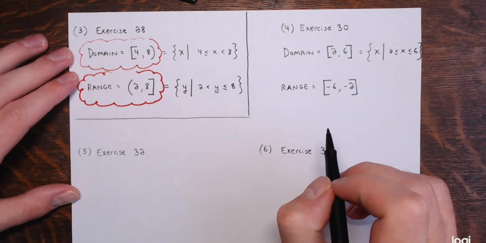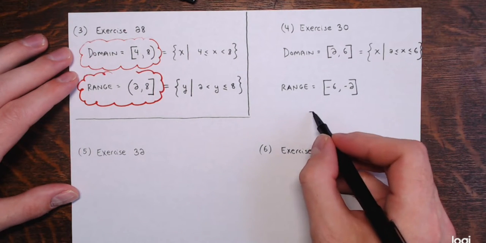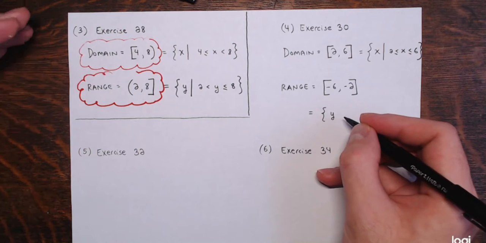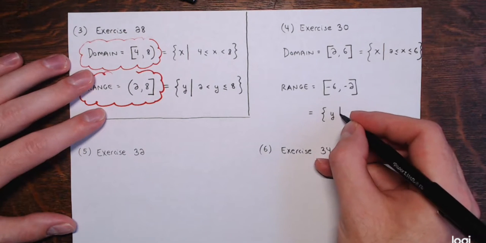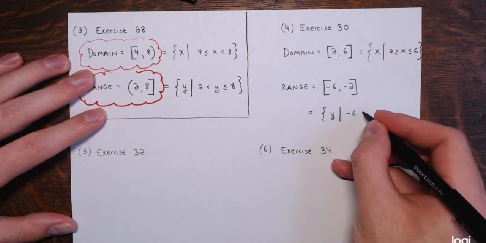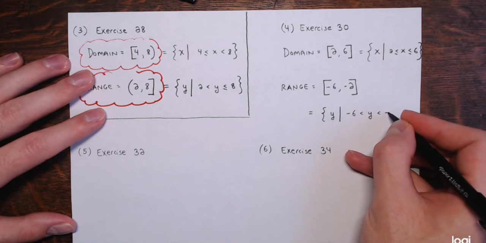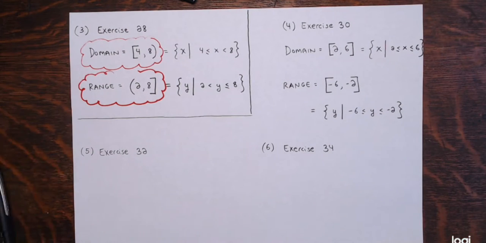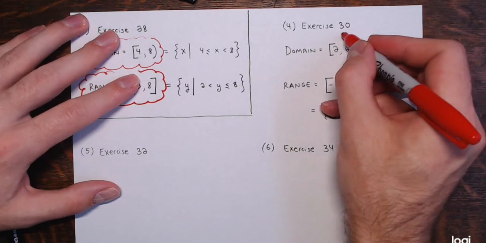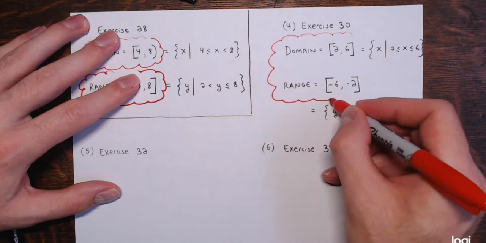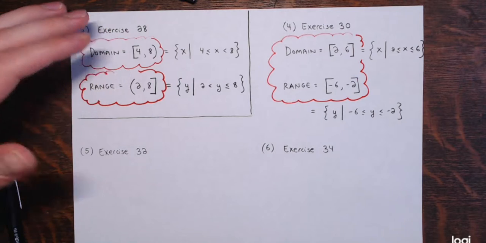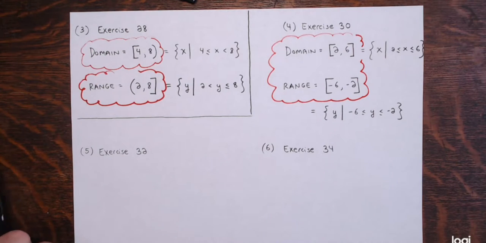And there you go. And again, you can put this in set builder notation if you wish. Right, it's all the y coordinates, right? Don't forget, it's y coordinates, it's range, it's outputs, right? Such that y is between -6 and -2, including both of them. But they wanted just this, right? They wanted just the interval notations for the domain and range. All right, great.